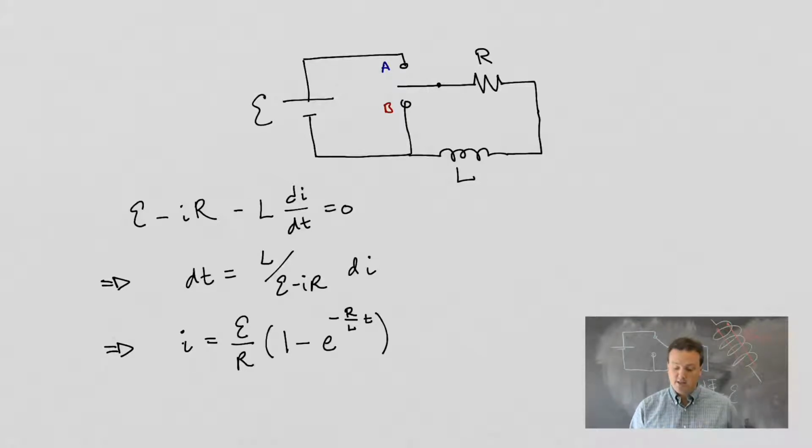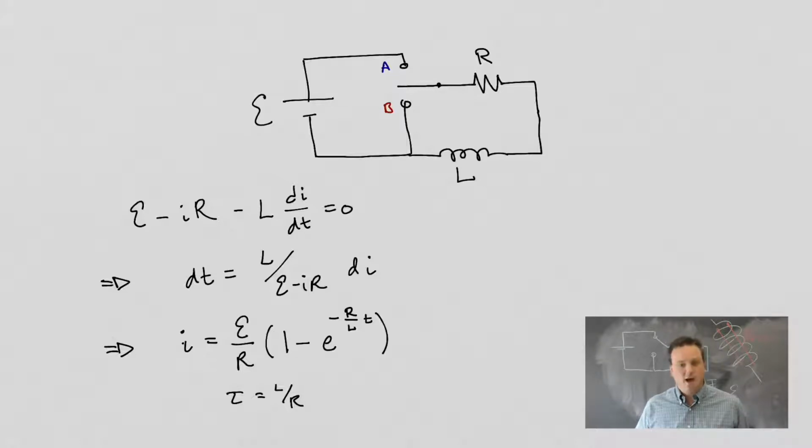I can separate it, so I move everything with a t to the left-hand side and everything with an I to the right-hand side. And I get something that I can use a u-substitution on, or I can directly integrate it. And I get that the current obeys this interesting relationship where I have an exponential, and I have somehow now a natural time constant, which we might call tau, which is L over R, which parameterizes how strong the change in current is with respect to time, right?